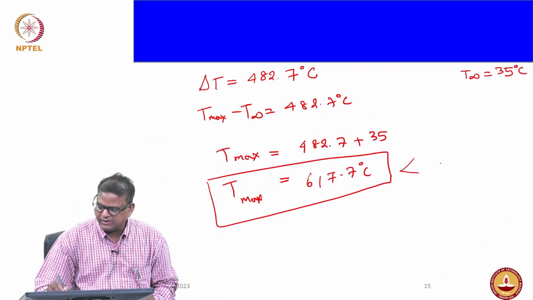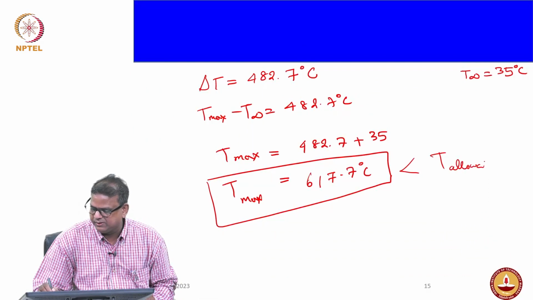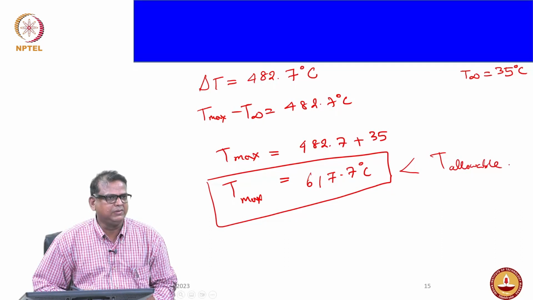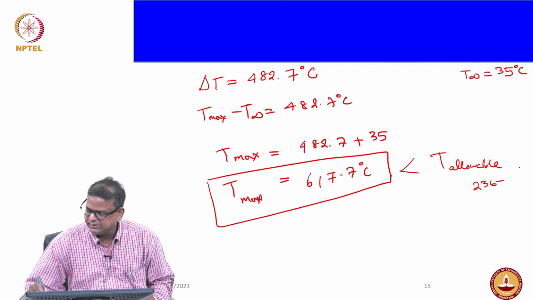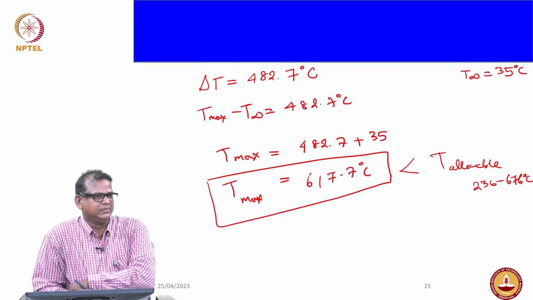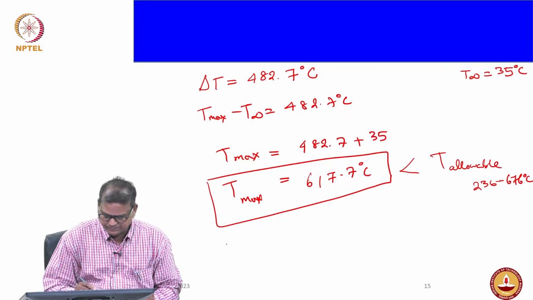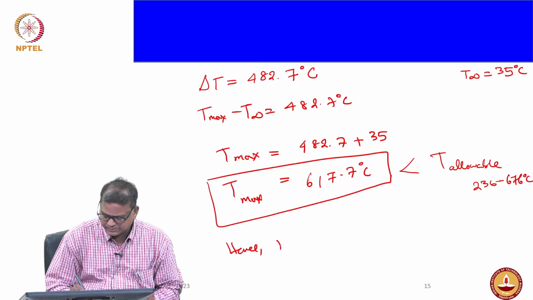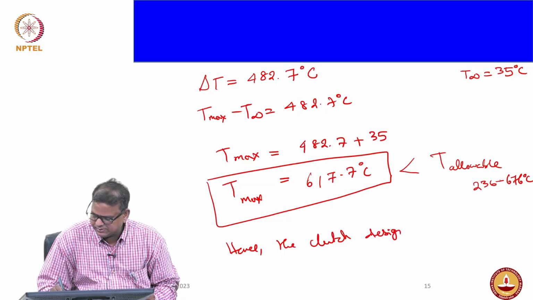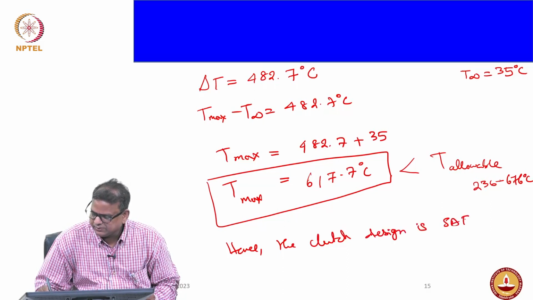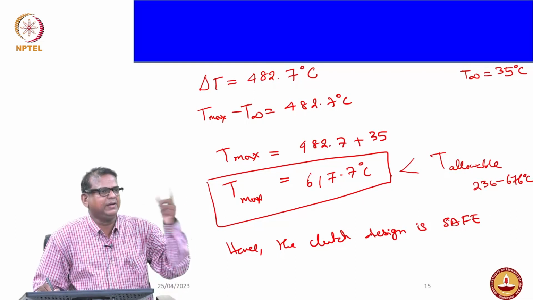What is the temperature you are getting here? This is less than your allowable temperature, right? What is the allowable temperature? Allowable is between 232 to 677. So is it safe or not? It's safe. Hence the clutch design is safe.